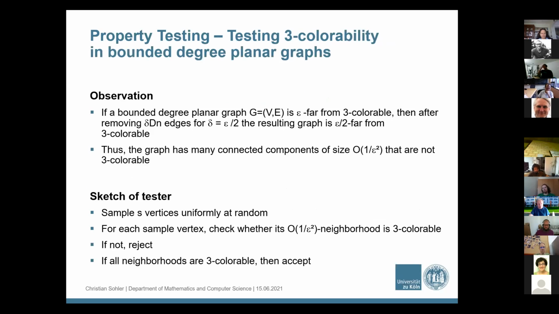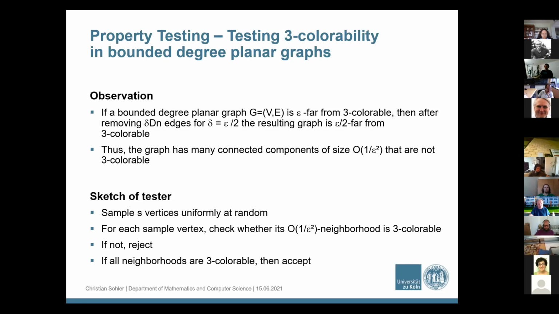Now, this is something that can be very helpful in property testing. To understand this, let's look at a very simple example of testing 3-colorability in bounded degree planar graphs. Here, there's a simple observation. If a bounded degree planar graph is epsilon far from 3-colorable, then after removing delta dn edges for some delta, say, epsilon over 2, the resulting graph is still epsilon over 2 far from 3-colorable. That's just by the definition of epsilon far.